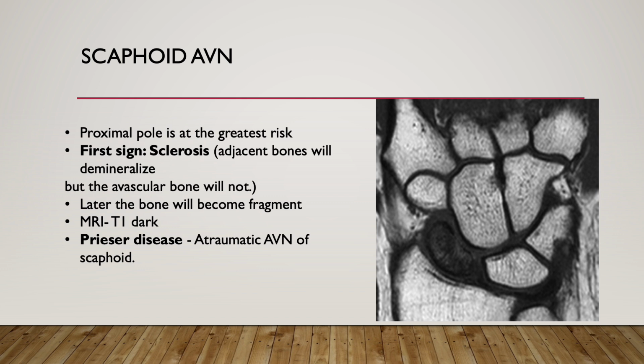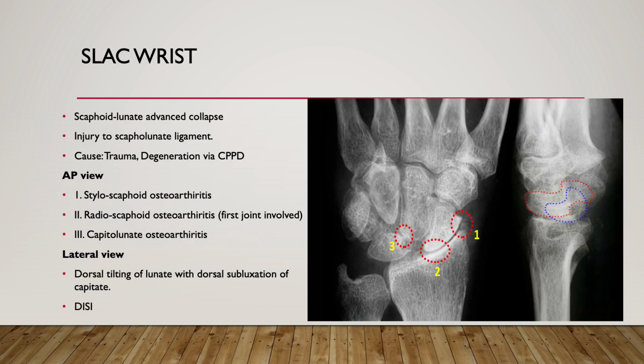Then there is something known as Preiser disease. This disease is nothing but atraumatic AVN of the scaphoid. So basically you're going to get this picture, but you won't get a history of trauma. Then it will be Preiser disease.